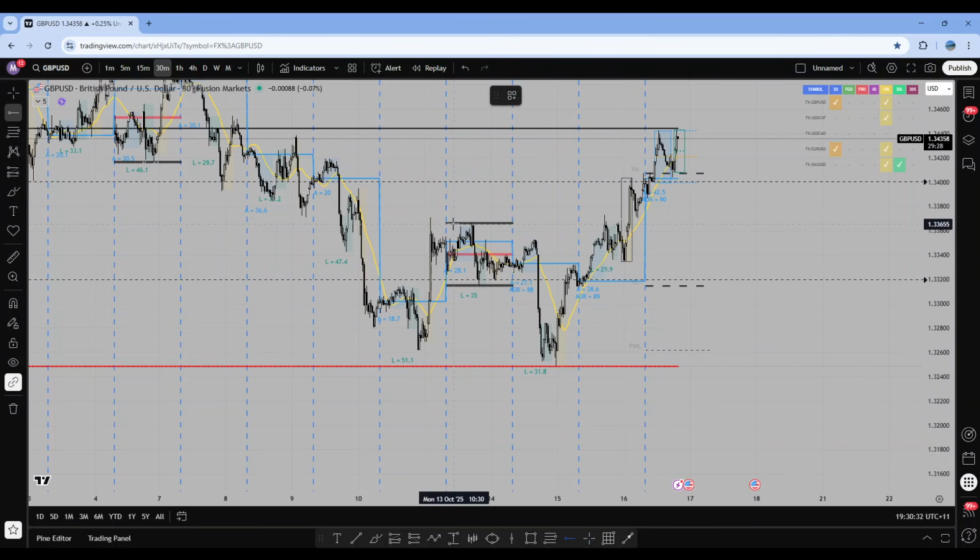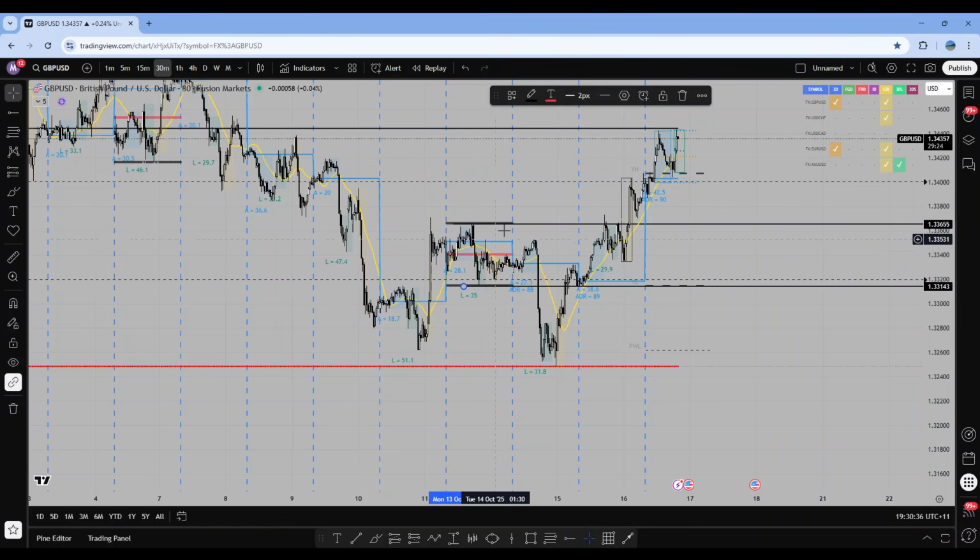On the chart we have Monday set the high, Monday set the low. The market comes down on Tuesday, takes out the previous weekly low. This is the previous weekly low. It takes it out and then price closes back within the range of Monday, which makes this a day one.